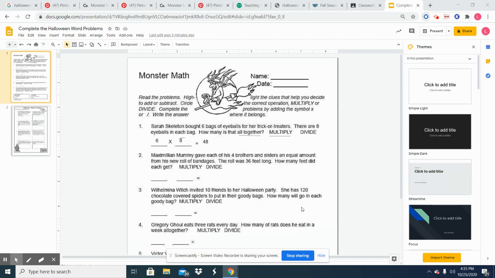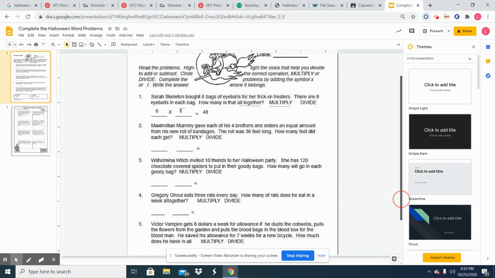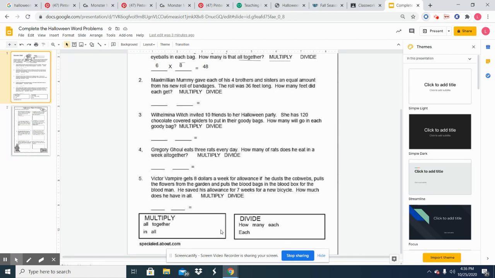Number 1 says Sarah Skeleton bought 6 bags of eyeballs for her trick-or-treaters. There are 8 eyeballs in each bag. How many is that altogether? If you look at the bottom of the page, you will see multiply. Keywords are all together or in all. When you divide, keywords are how many, each, and each.